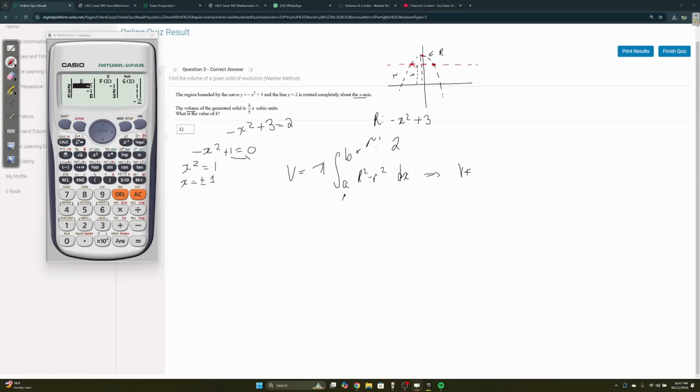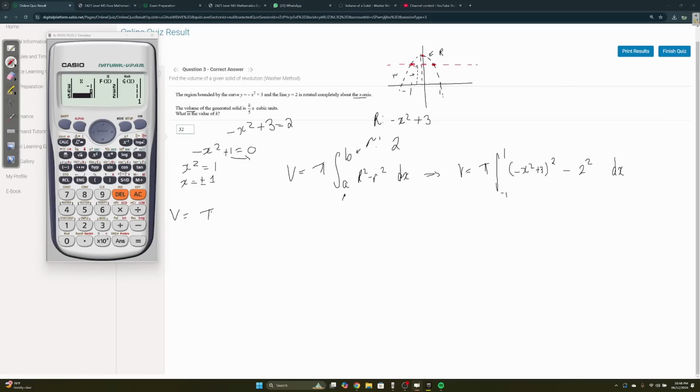So volume is going to be equal to pi. Our bounds are what? At minus 1 it intersects, and at 1 it intersects. Oh, by the way, you got these from the calculator. It's, when is it equal to 2? At minus 1 and 1. So everything is connected to each other. So minus 1, 1, R squared minus r squared, so minus x squared plus 3 squared minus 2 squared dx. So you're going to continue now.